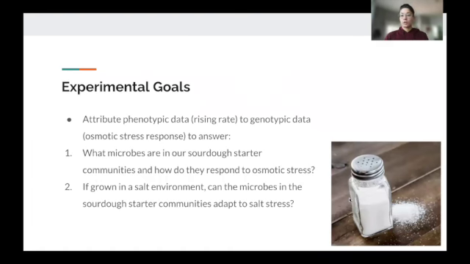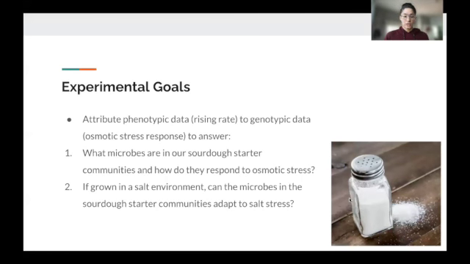So what were our goals for this research? We wanted to attribute our phenotypic data to genotypic data. So our phenotypic data was going to be the rising rate. We were going to test out different starters and see how quickly they rose under various conditions. And then we wanted to attribute that to the osmotic stress response.